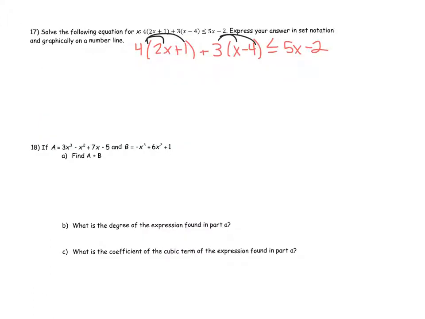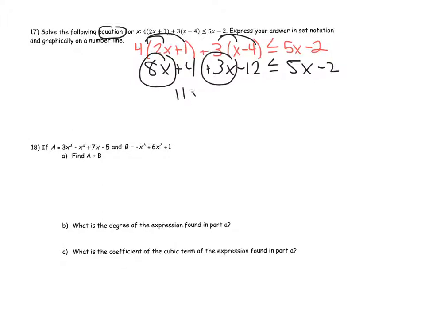All right, so solve the following equation for x. Now this is an equation, this is an inequality. So typo alert. This should say inequality right up here. All right, so let's distribute first. Okay. And we're going to combine our like terms. Okay. Guys, make sure that you're using an inequality symbol and not an equal sign.